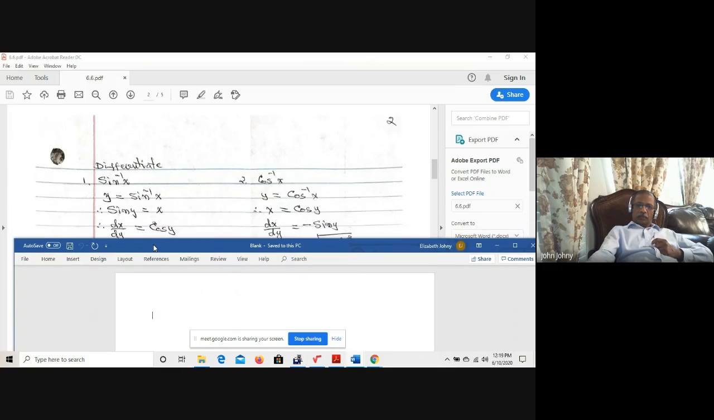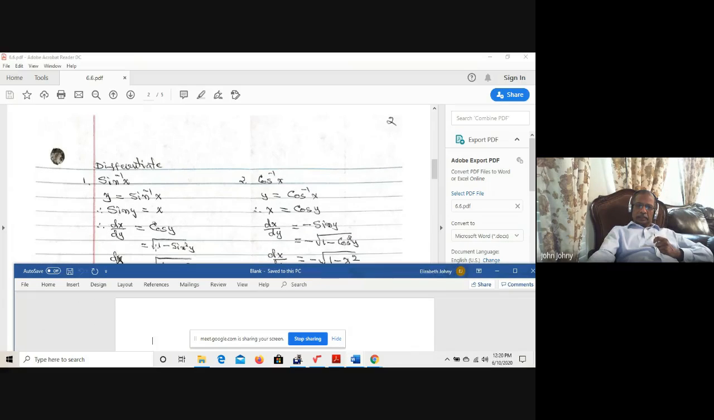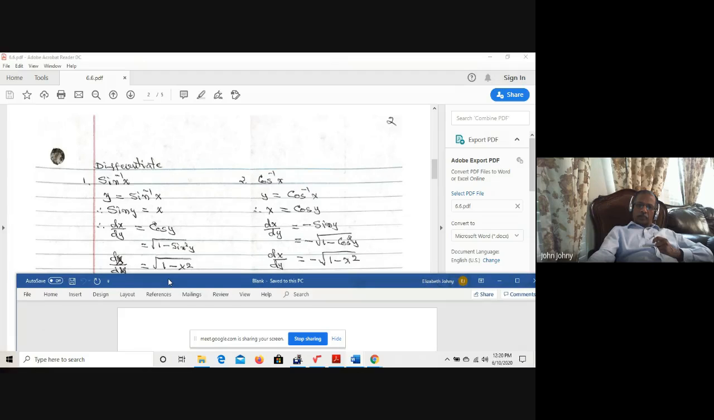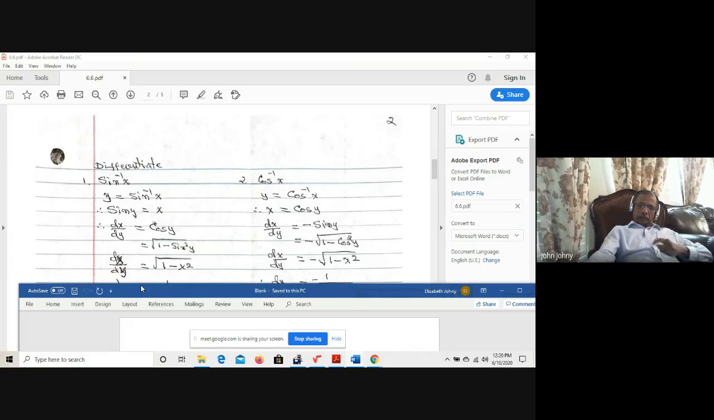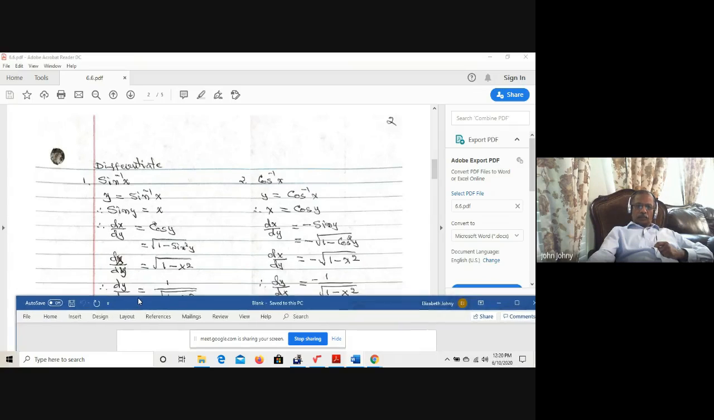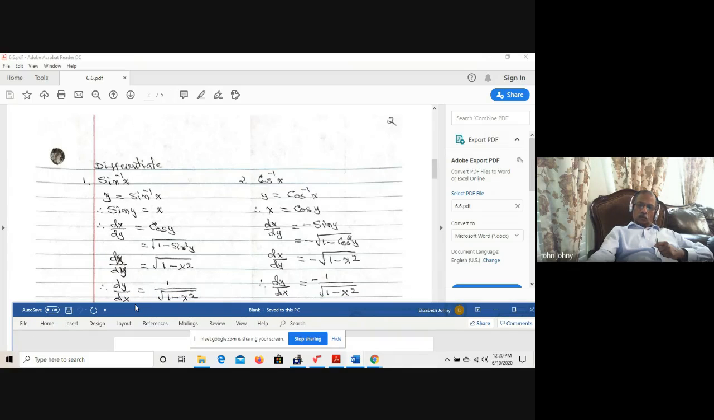Now you differentiate x with respect to y. dx over dy is equal to cos y. That is, cos y is the square root of 1 minus sine square y. That is the trigonometric identity. And 1 minus sine square y means 1 minus x square, because sine y is the same as x. So dx over dy is square root of 1 minus x square. Therefore, dy over dx is the reciprocal, 1 over the square root of 1 minus x square. So that is the derivative of sine inverse x.